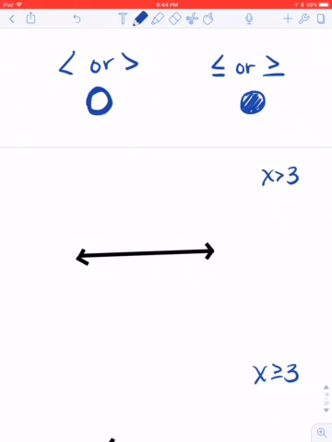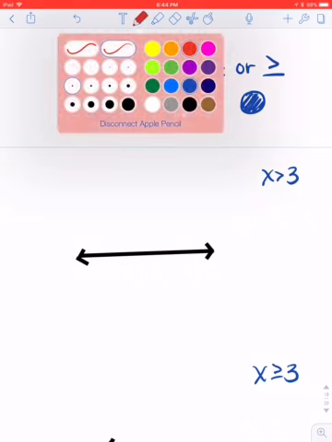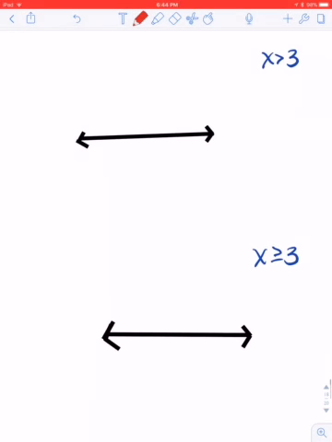So let's go through just 4 examples of basic graphing like we did today. So this first one, I have x is greater than 3. So first of all, I know it's going to be an open circle because there's no equal to with the inequality. And that open circle is going to go right at 3.